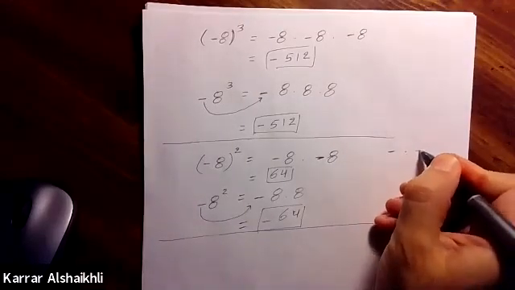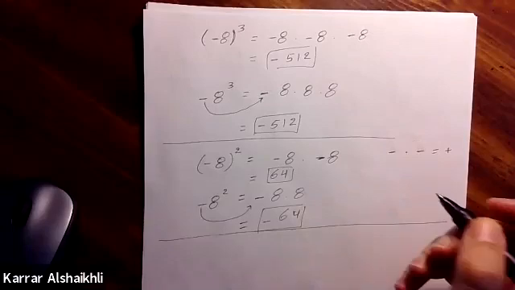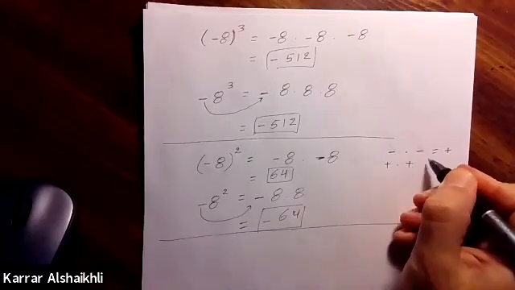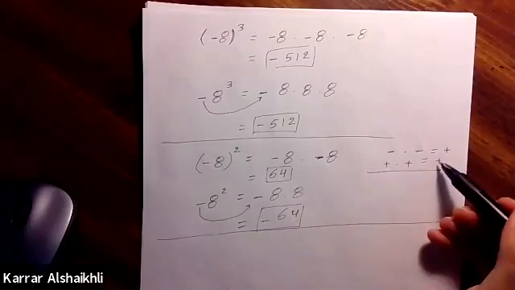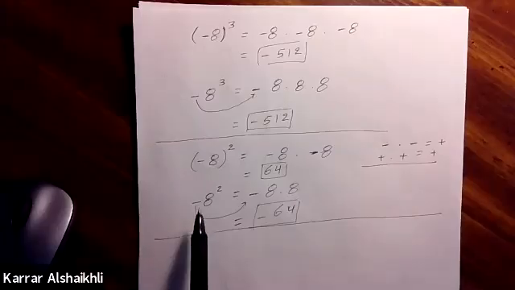Negative times negative is going to be positive. Positive times positive also is going to be positive. So when you multiply the same sign, it's going to be positive. And why, when we multiply negative 8 squared, does it come up negative? If it was which one? The last one. Negative 8 squared. If it's negative times negative.